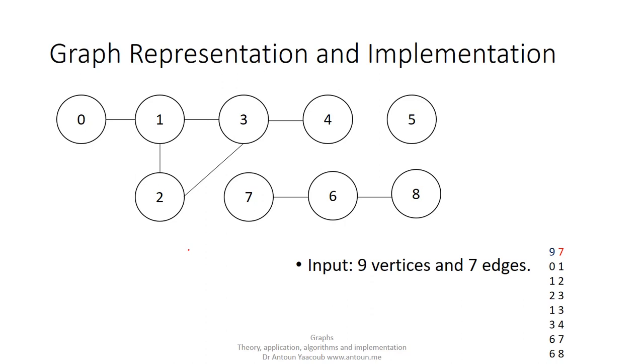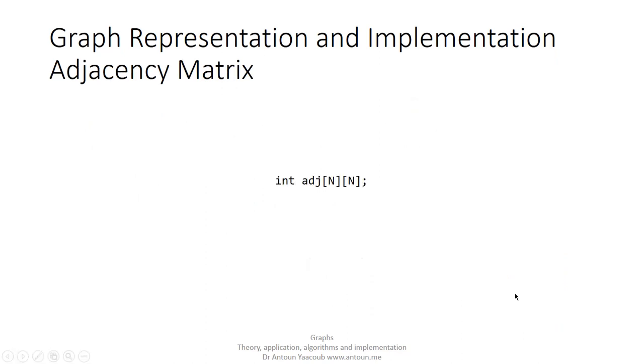So we'll consider this graph. The graph is disconnected, it has 3 connected components. The input of our program for all of these representations is 9 vertices and 7 edges. Then on each subsequent row we will specify an edge. The first edge is between 0 and 1, and then 1, 2, and so on. This is the input of our program.